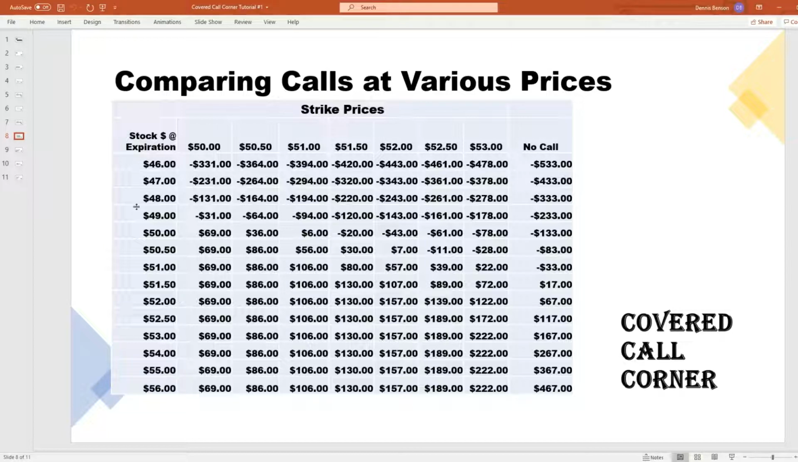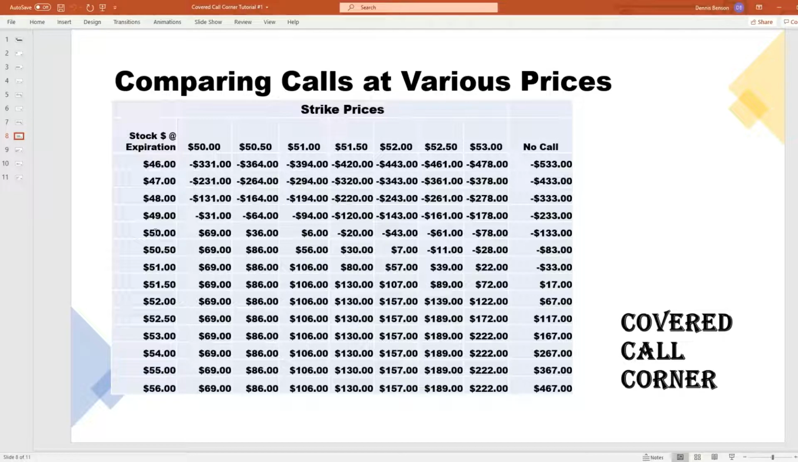All right, so let's look at the 50 call. If I had sold the 50 call, then I would have ended up with a net position of gaining $69 for the week. If I had sold the $50.50 call, I would have made $36. The 51, I would have made $6.